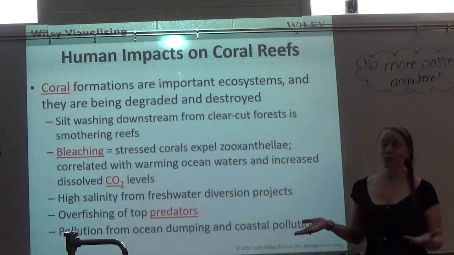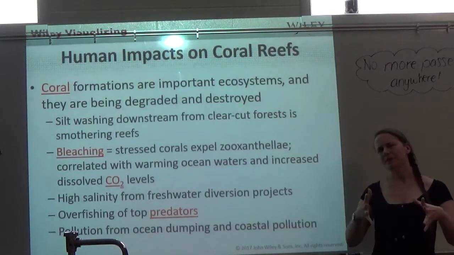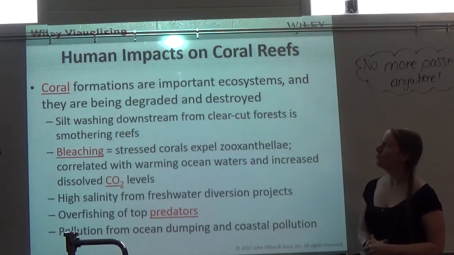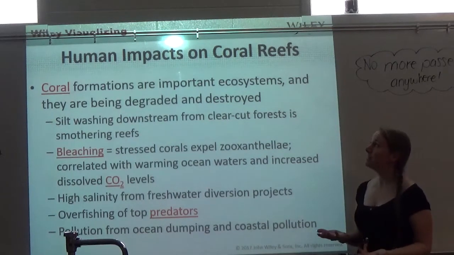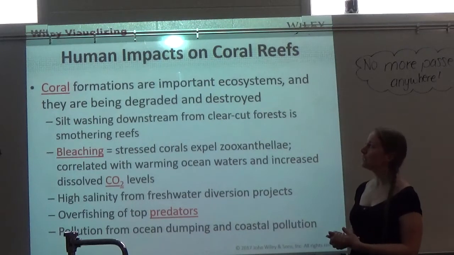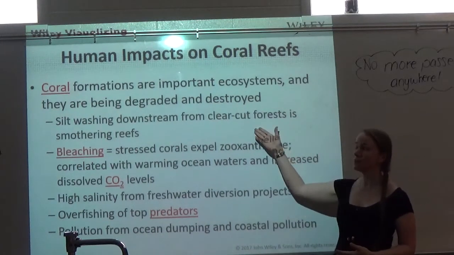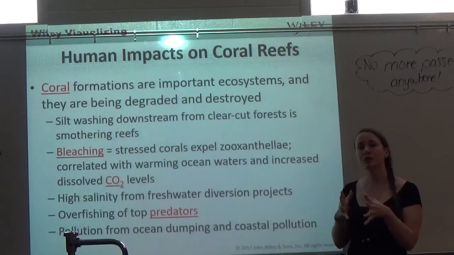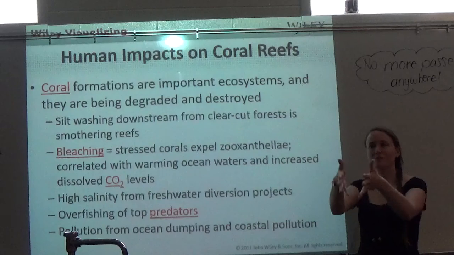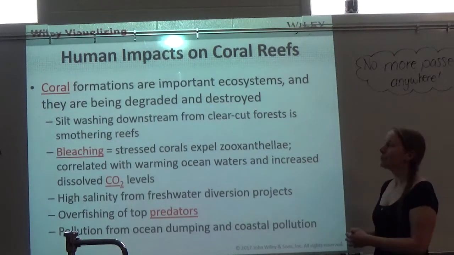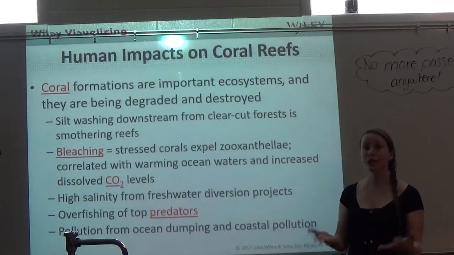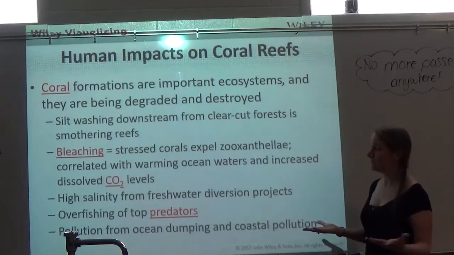So coral reefs, what are we doing to those? Because we're talking about a beach resort, so how are we messing up the coral reefs? Well, coral formations are important ecosystems and they're being degraded and destroyed. So how is this happening? Well, silt washing downstream from clear-cut forests is smothering the reefs. So again, even when we do something on land, eventually that pollution will go into a river or a stream and eventually it ends up in the ocean. And that's what we said in the lesson video yesterday, most of our ocean pollution actually comes from what we do on land as humans.